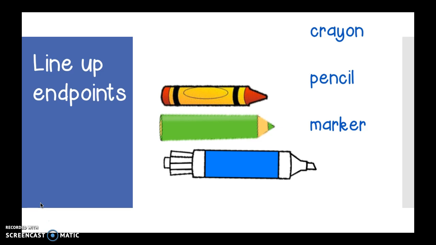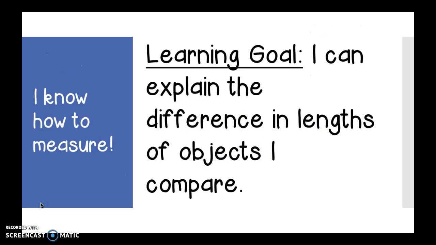Now we can line them up as we just did, or we could also measure in centimeters, and that would help us know exactly which one's the shortest and which one's the longest. That's kind of what we're going to work on today. Our learning goal says I can explain the difference in lengths of objects I compare. Sometimes we're going to have to just look at the objects and line them up, and other times we're actually going to know their amount in centimeters if we were to measure them.